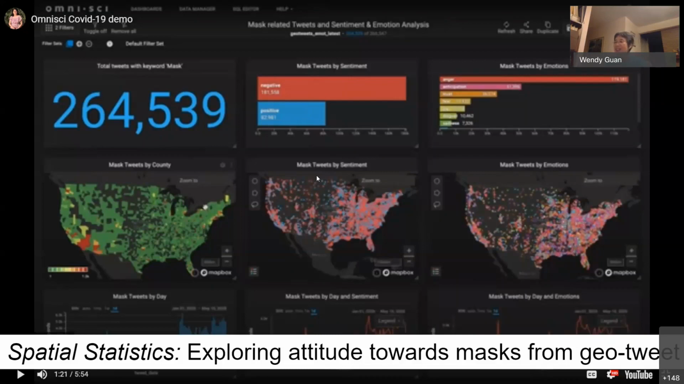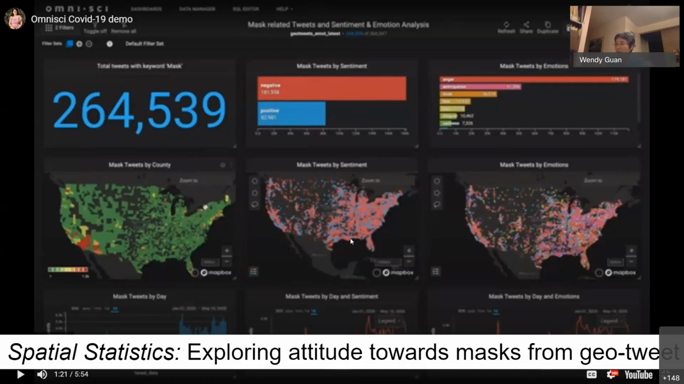This is a recent study trying to gauge people's attitude towards the PPE, towards the protective measures. You can see that as time goes by, people are more and more agitated by masks. When they talk about masks, they're angry, they're anxious, they're worried. The positive, joking or happy comments about masks are much fewer than the negative ones.